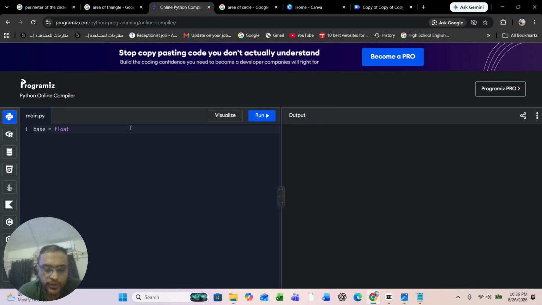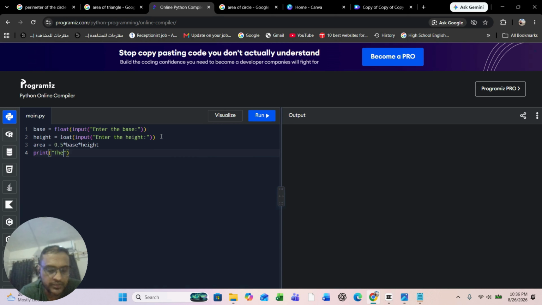Okay, so float and then input and then brackets, and I would write the statement so that the user comes to know what you are asking. Enter the base. Again I would generate height is equal to, I would copy the whole stuff from above and change base to height, and then area is equal to 0.5 times base times height. Okay, and then the print function.